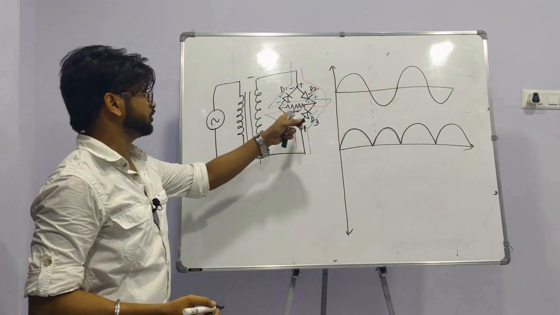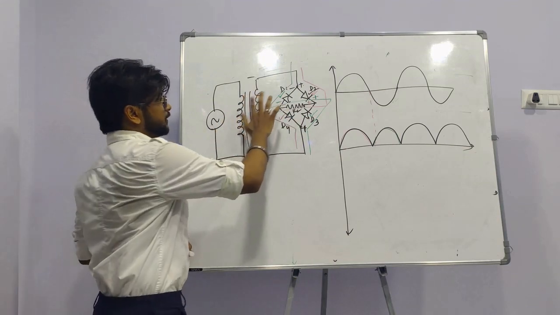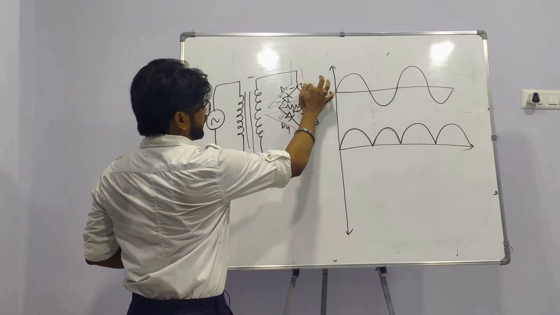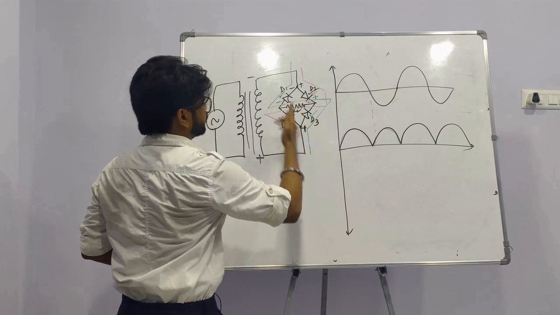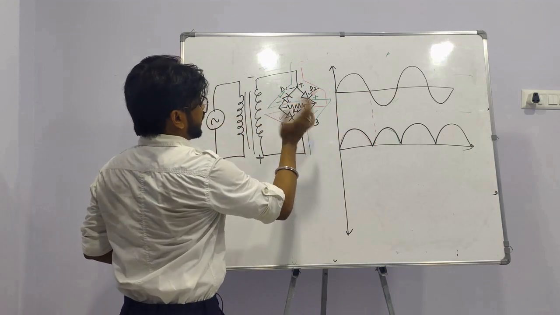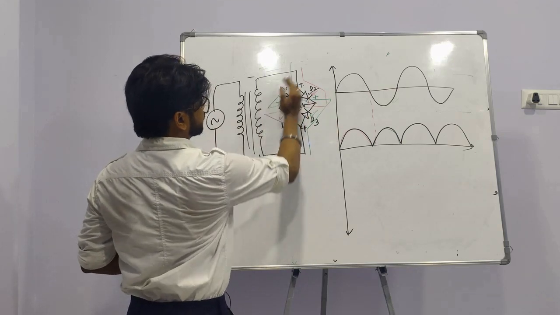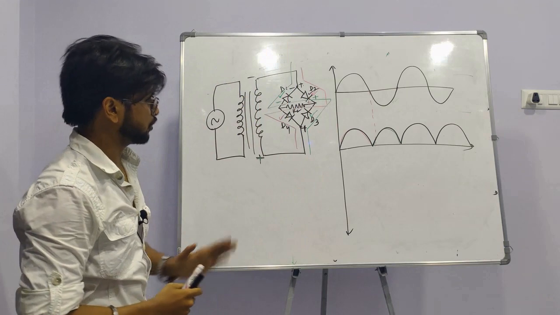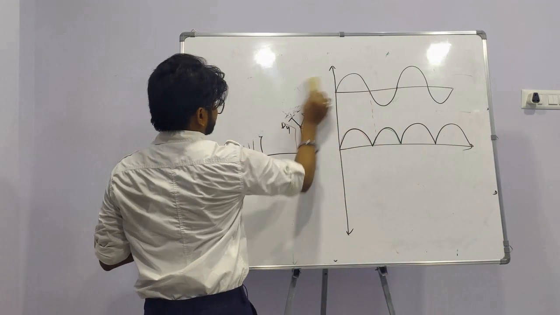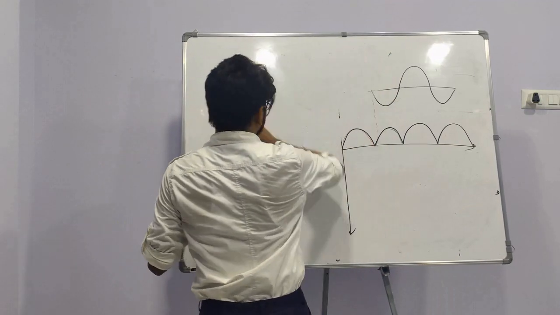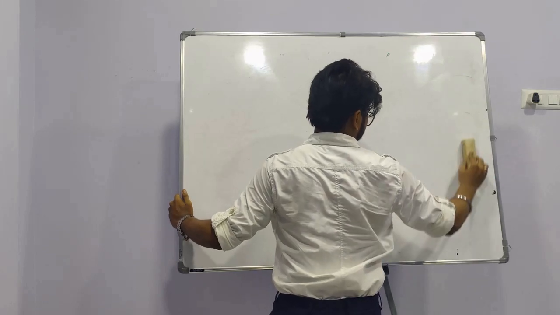Okay, so this is a bridge rectifier. Let me explain again. In the first half cycle, the diodes conducting are D2 and D4, so the current flows in this manner. In the second half cycle, the diodes conducting are D3 and D1, so the current flows in this manner. Okay. So now the concepts of rectifiers are finished. We discussed all the types of rectifier, their construction, and their working.